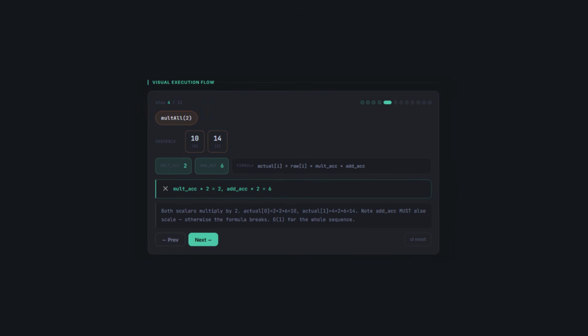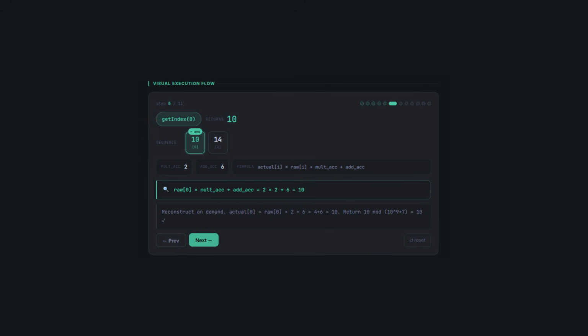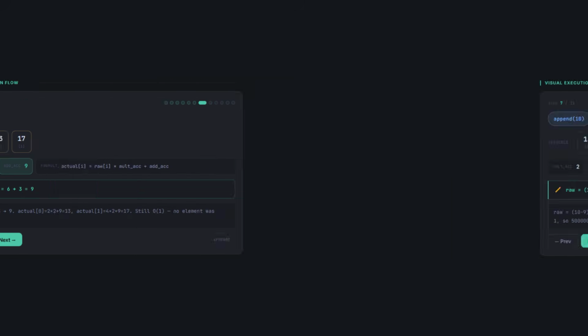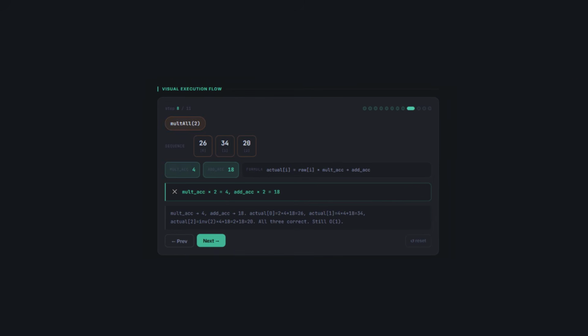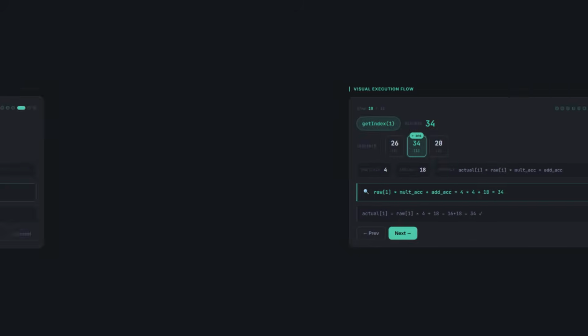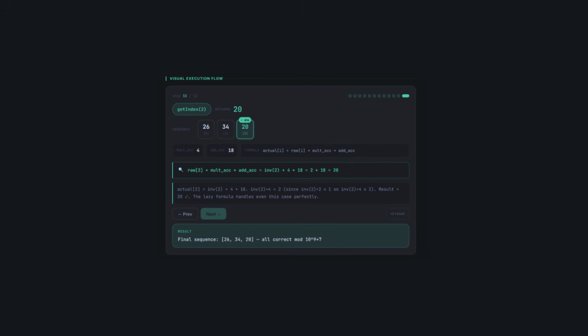Next operation. MultiplyAll by 2. Now we update the global variables. The multiplier becomes 2 and the addition becomes 6. The real values now become 2 times 2 plus 6 equals 10, 4 times 2 plus 6 equals 14. So the sequence becomes 10 and 14. Notice something important. We never updated the stored values directly. Everything was handled by adjusting just 2 numbers.